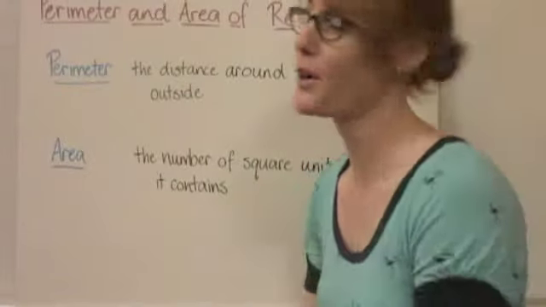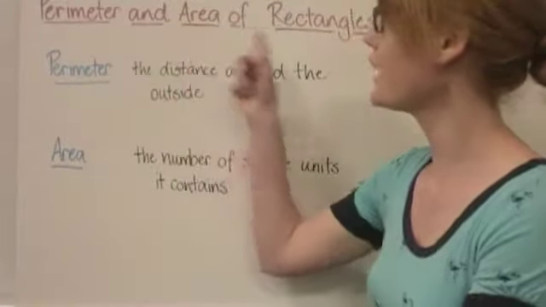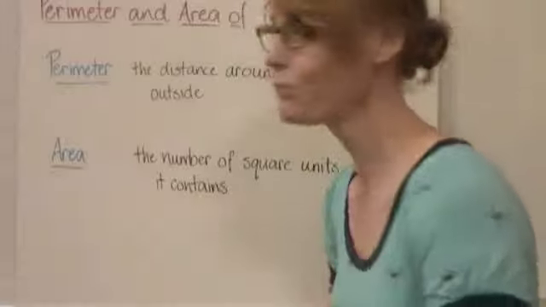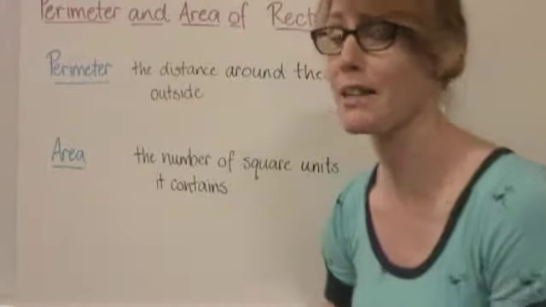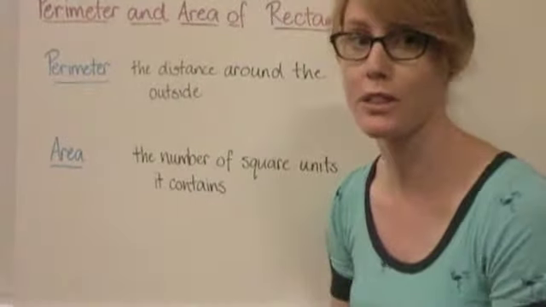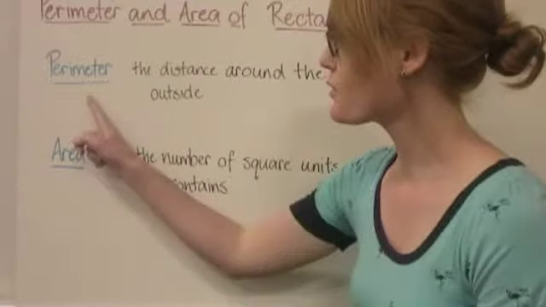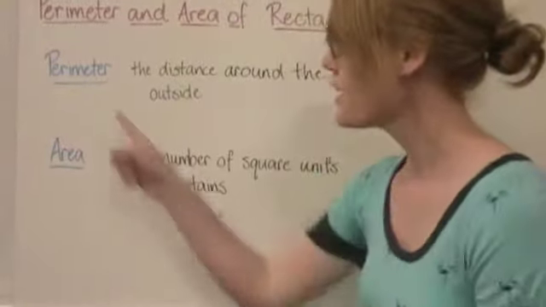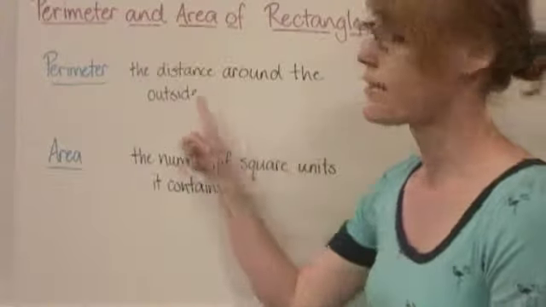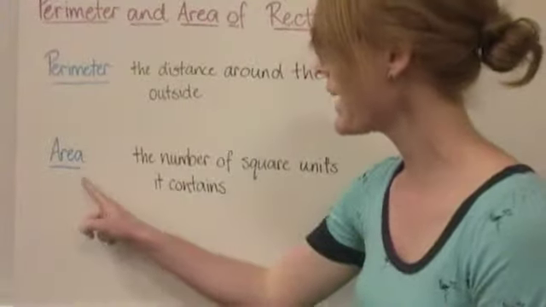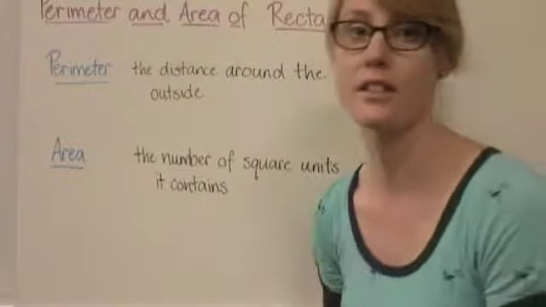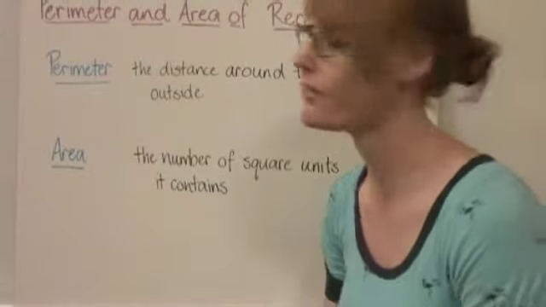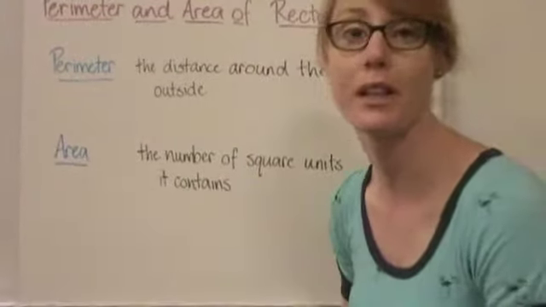Hi everyone, today we're going to be talking about the perimeter and area of rectangles. We're also going to have a look at squares at the end because, as we know, squares are special types of rectangles. So to find the perimeter and area, we first must understand what they are. The perimeter is the distance around the outside, and the area is the number of square units that is contained in that figure. And in this case, the figures we're talking about are rectangles.